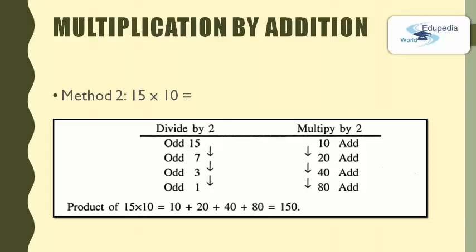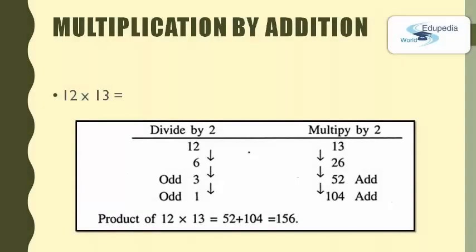Now, we are going to sum up all the numbers in the right-hand side, where the corresponding left-hand side numbers are odd numbers. 10, 20, 40, 80. And it is equal to 150. 15 multiplied by 10 is also 150. And that's how computers perform multiplication calculations. It is an additive method.